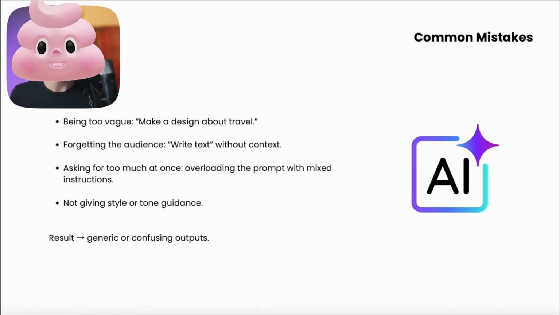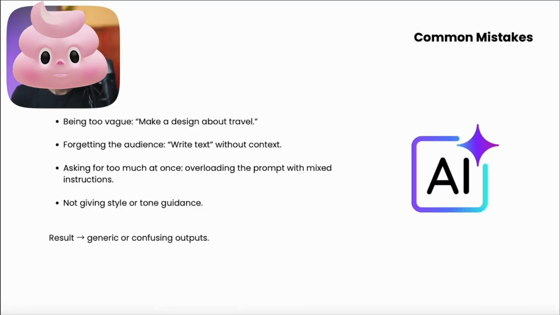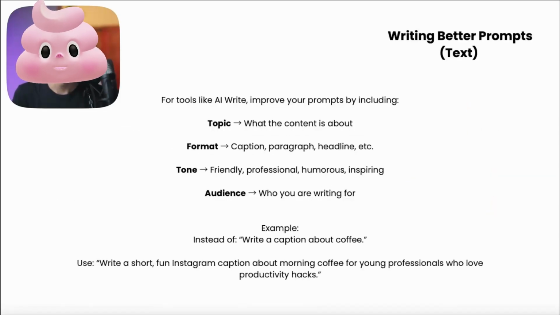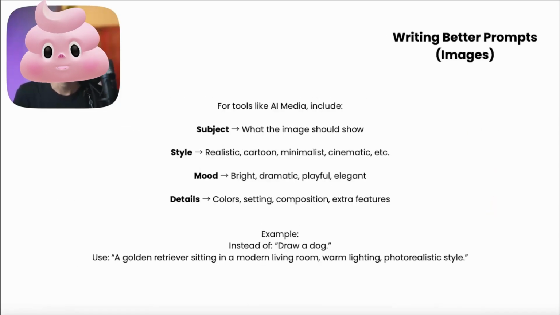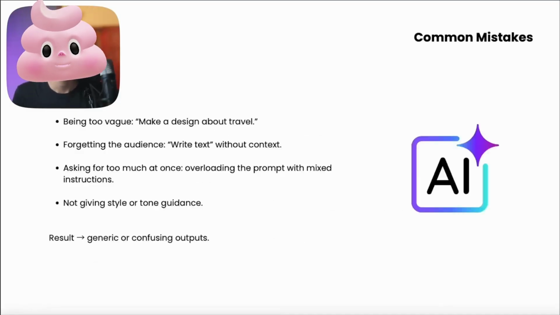And the biggest mistake that I've seen, and of course I've also done, because I'm also a beginner into this, it's just being too vague. You don't want to be too vague, right? For example, give a prompt that goes like, make a design about travel. This is too vague. You need to be way more specific. And of course, this prompt right here, make a design about travel, does not tap into any of those parameters that can be tweaked, right? And we talk about these parameters right here, the topic, the format, the tone, the audience, right? Or if we're talking about like an image about travel, the subject, the style, the mood, and the details, right?